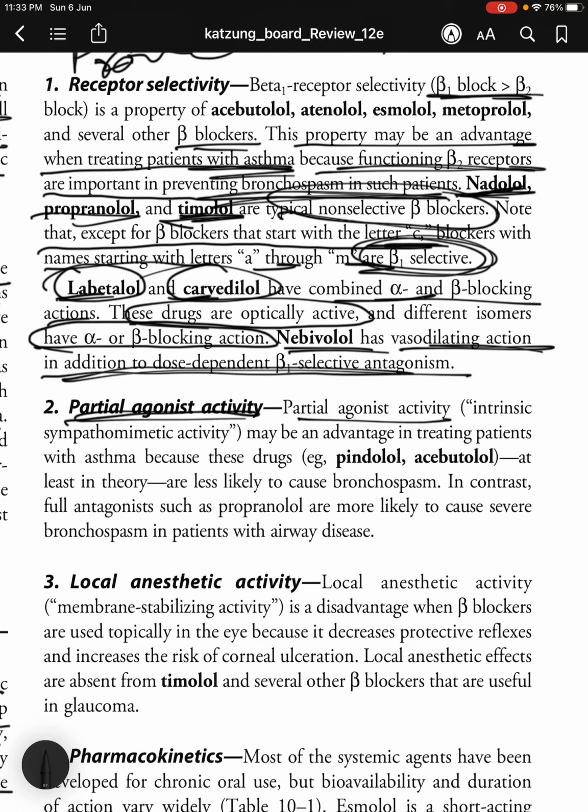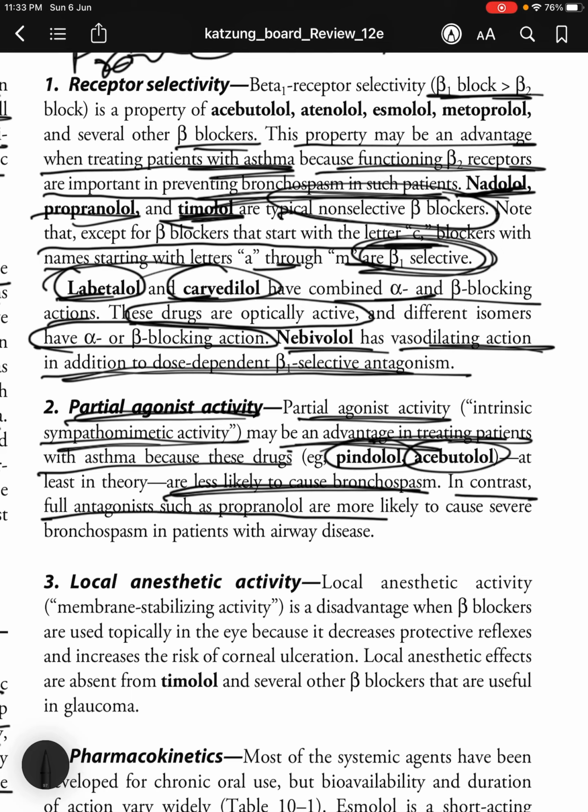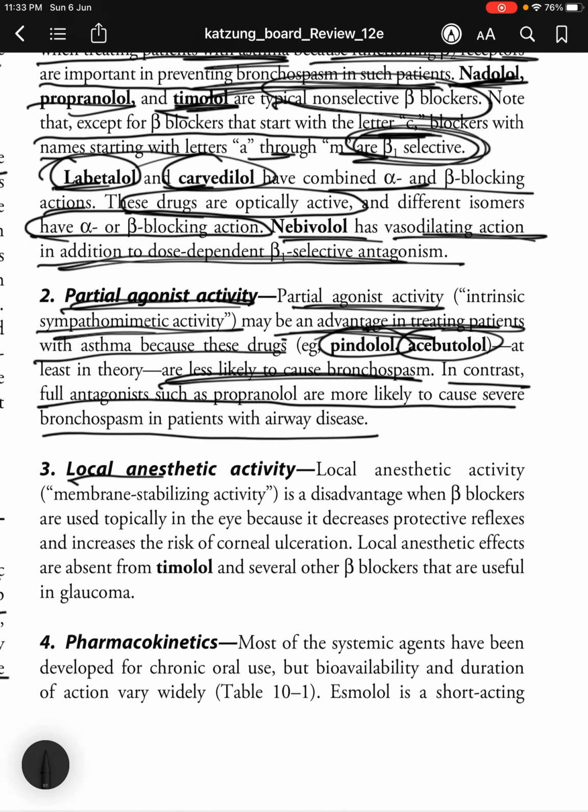So coming to the partial agonist activity, which is an intrinsic sympathomimetic activity, may be an advantage in treating patients with asthma because these drugs, such as pindolol and acebutolol, at least in theory, are less likely to cause bronchospasm. In contrast, full antagonists such as propranolol are likely to cause severe bronchospasm in patients with airway disease.